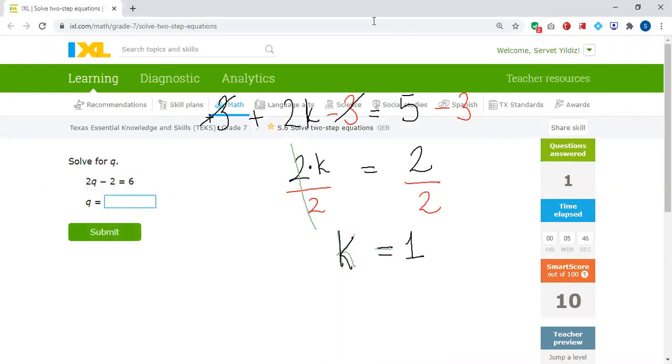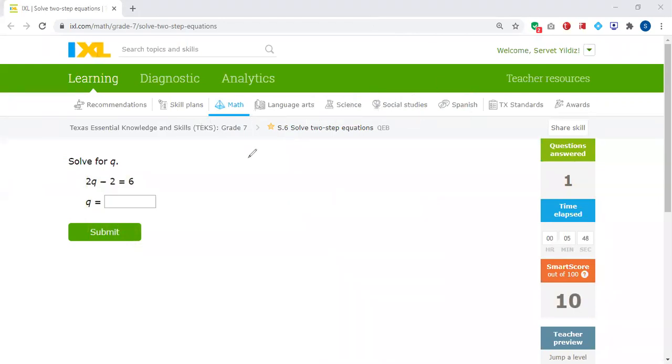Let's look at the next example. First, let me clear. Okay, so let me copy the equation. 2q minus 2 is equal to 6. Again, first of all, I'm going to get rid of this negative 2, and then I'm going to get rid of this 2, okay? We're always eliminating the constant first. So this is minus 2, this is subtraction. So what is the inverse operation of subtraction? It's addition, right? So that means I'm going to add a number to both sides. In order to eliminate negative 2, I'm going to add 2 to both sides.